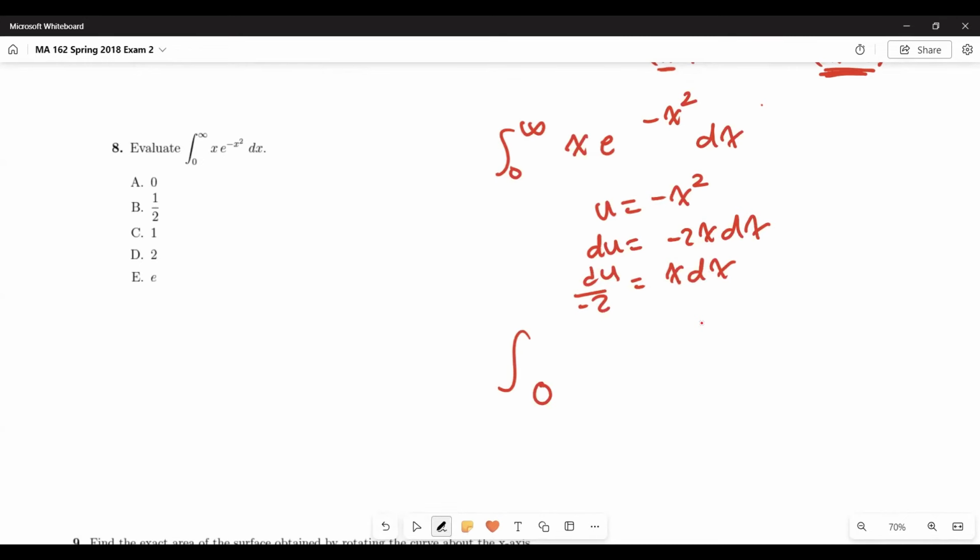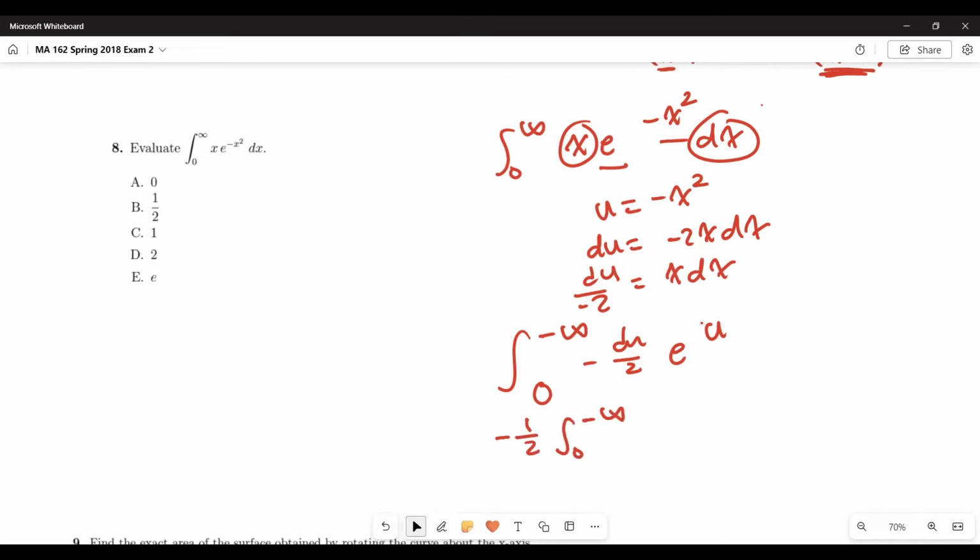Okay, and then since u equals negative x squared, the domain becomes 0 and negative infinity, and this is going to be du over negative 2 for x dx, and e to the u power, as u equals negative x squared. So we can take out the negative 1/2 in front, negative 1/2, 0 to negative infinity, e to u du. So negative 1/2 times e to negative infinity minus e to 0. So this just becomes 0, and this will be just positive 1/2 times e to 0, which is 1 over 2. So the answer for this question is B.